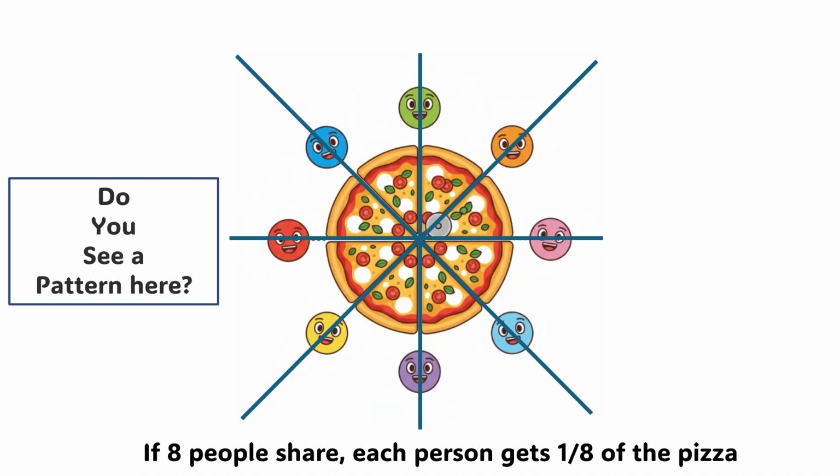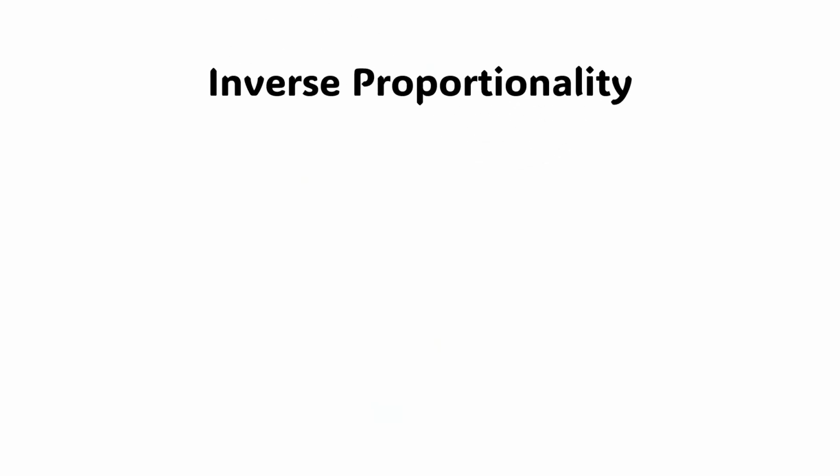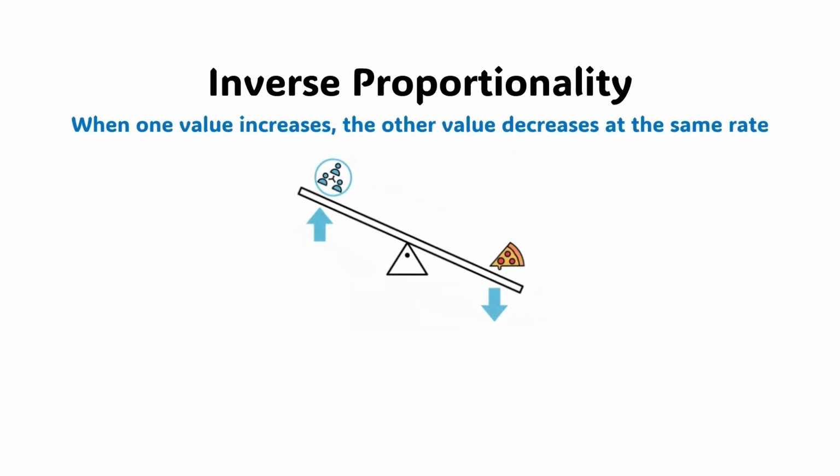Hmm. Do you see a pattern here? As the number of people increases, the amount of pizza each person gets decreases. This special relationship has a name in math, inverse proportionality. It's a fancy term, but the idea is simple. Think of it like a seesaw. When one side goes up, the other side has to go down.